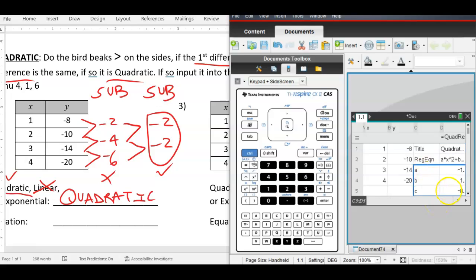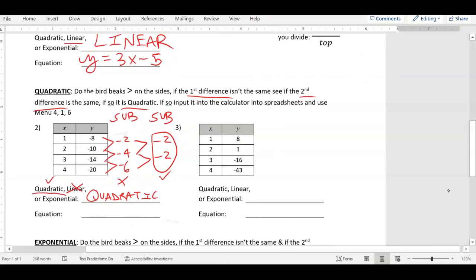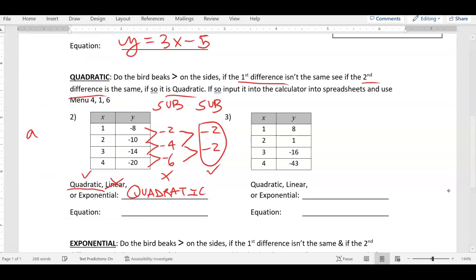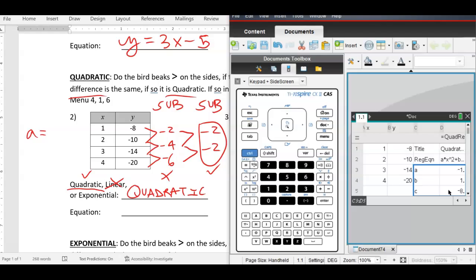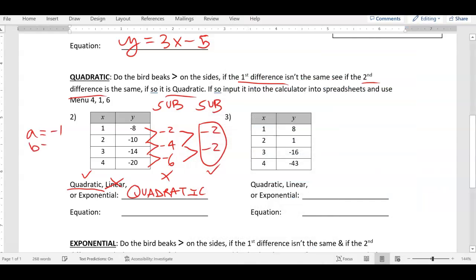Now, just like the warm-up, if I have A, B, C, I can write it in standard form. So A is negative 1, B is 1, C is negative 8. So I'm going to write y equals negative 1x squared is negative x squared, plus 1x is plus x, plus negative 8 is just minus 8. Okay. Do you see how I don't write the ones? Adding a negative is just a subtraction sign.